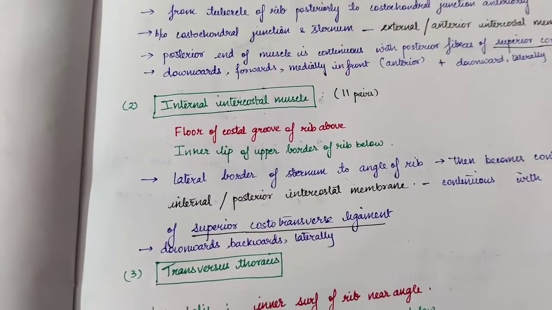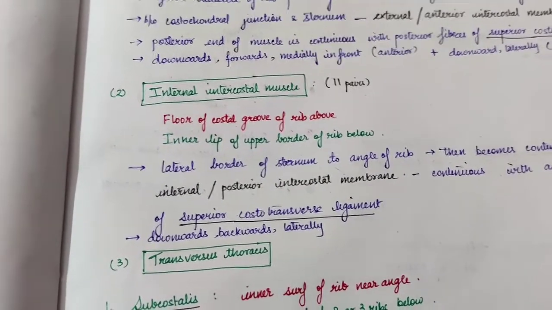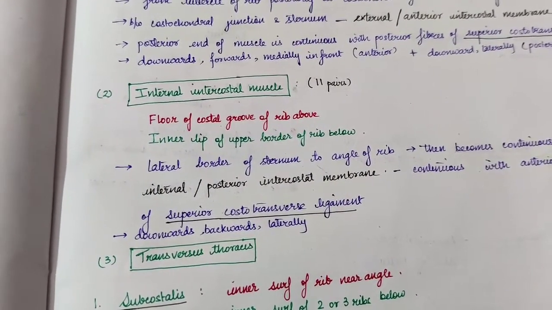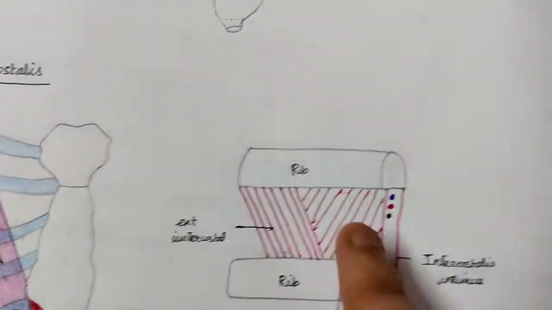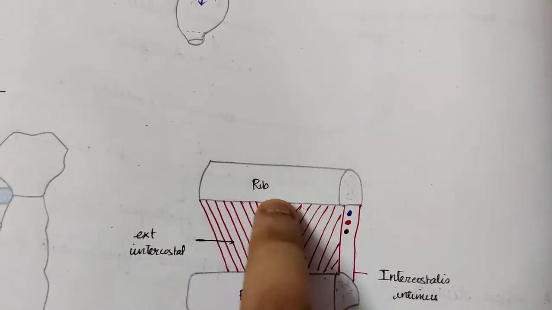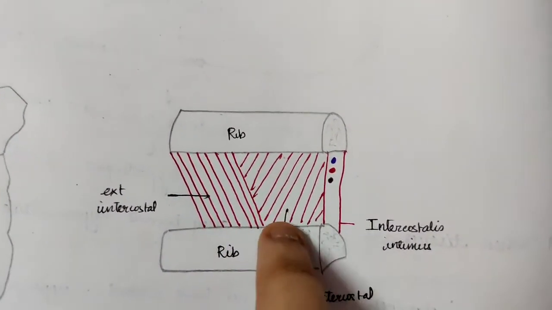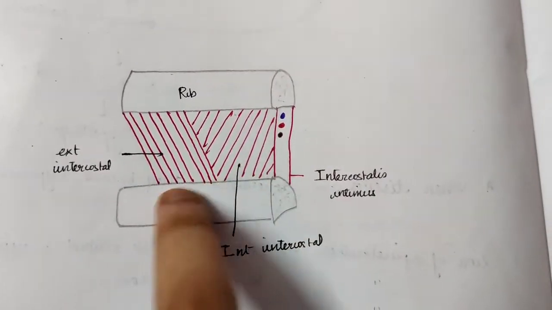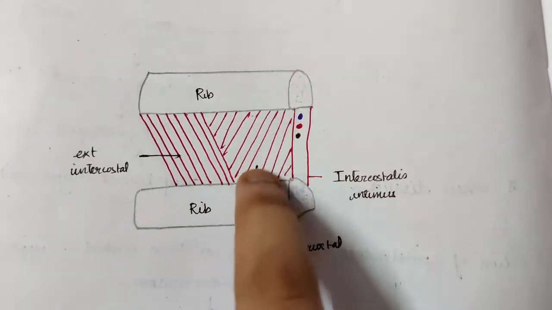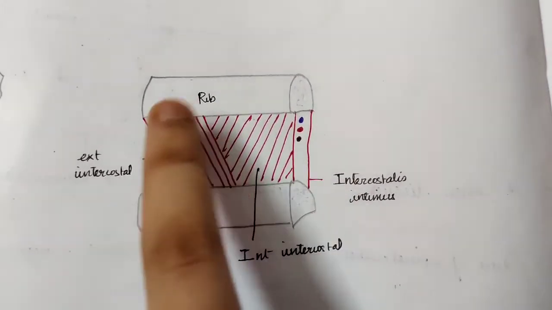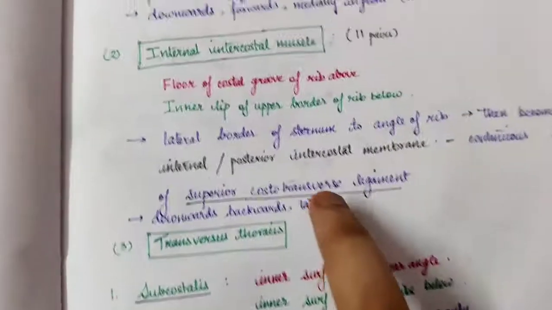Next we have the internal intercostal muscles. Those are 11 pairs. These originate from the floor of the costal groove of the rib above. From there it gets inserted to the inner lip of the upper border of the rib below. So here we have the outer lip and the inner lip, and it gets inserted in the inner lip, and therefore it becomes the layer beneath the external intercostal muscles.